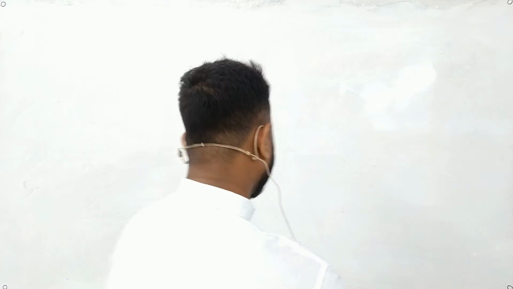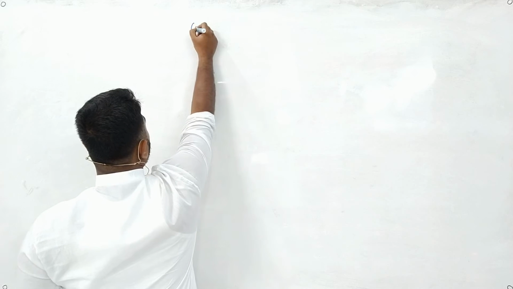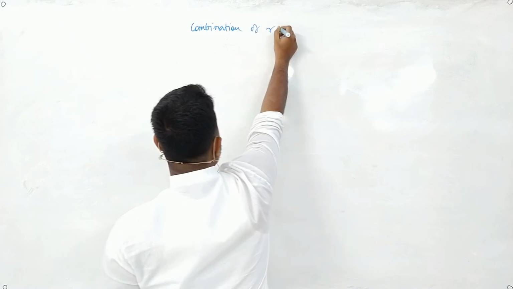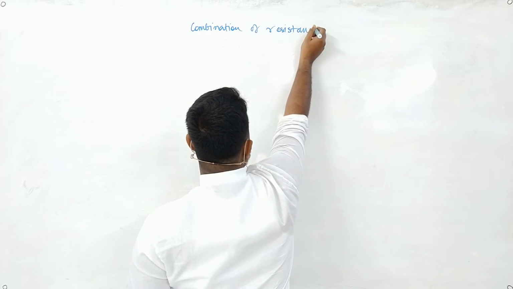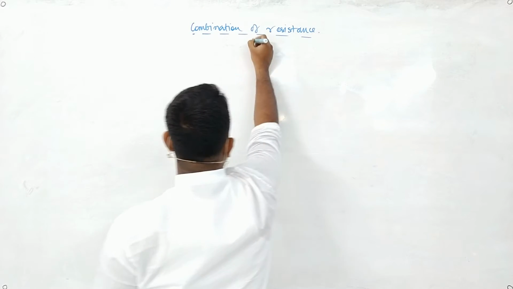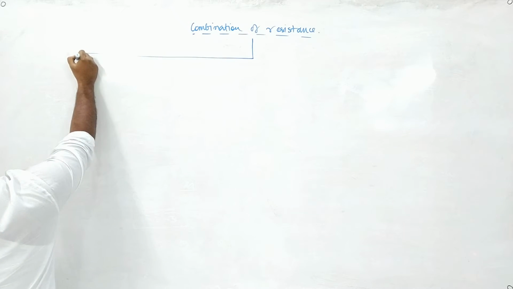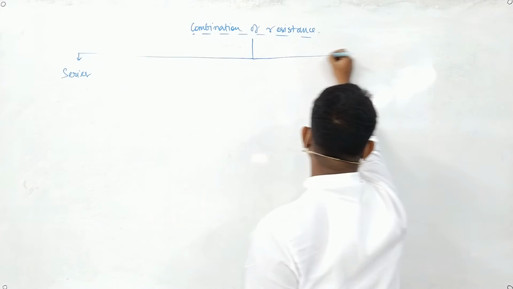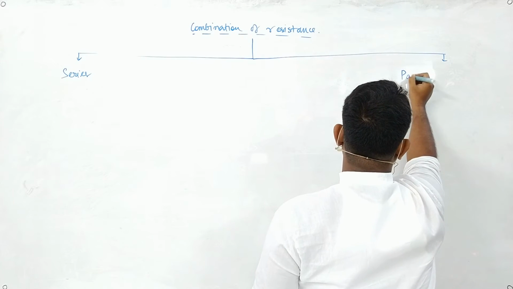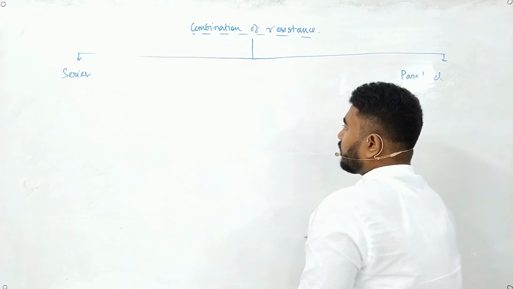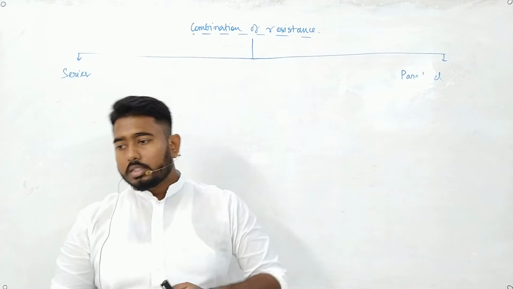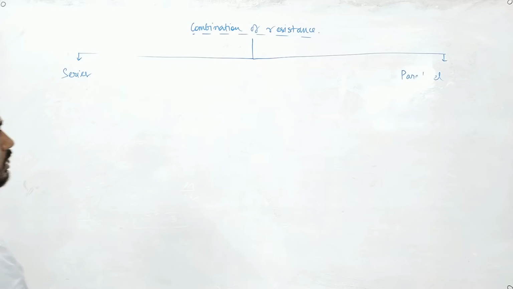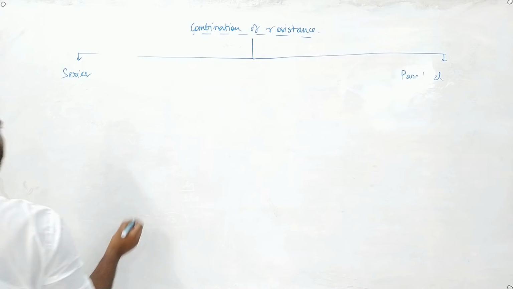Okay, so combination of resistance. There are broadly two types of combination. The first one is known as series combination. The second one is known as parallel combination. Okay, one is series combination, another one is parallel combination. Now let us understand how series combination is.